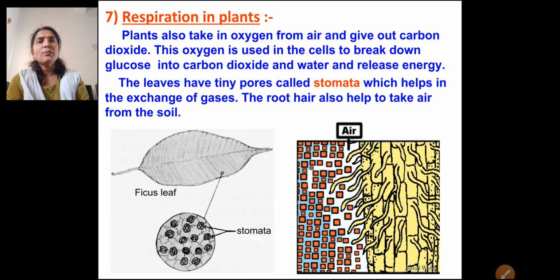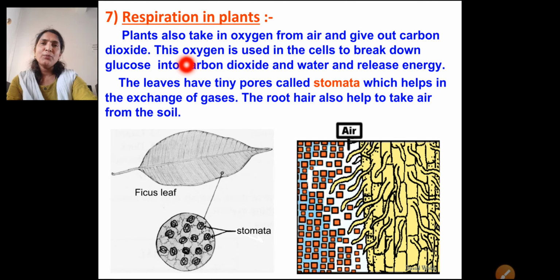Now we will come to the plants. So how do plants breathe? Here it is given that plants also take oxygen. Like human beings, plants also need oxygen. The plants take oxygen from air and give out carbon dioxide. So generally all the living organisms take oxygen and give out carbon dioxide, and even plants are doing the same.